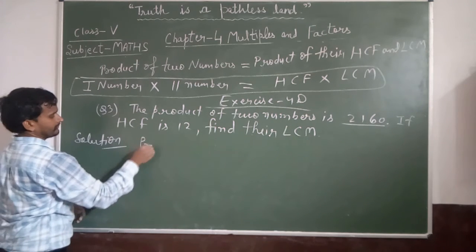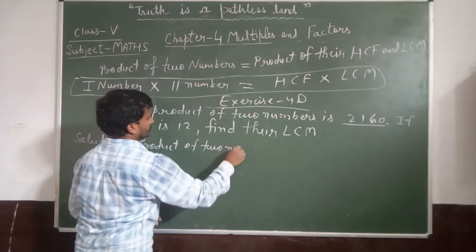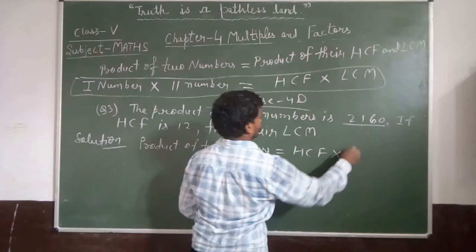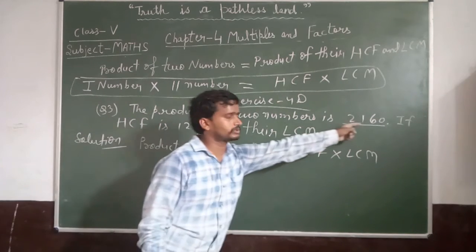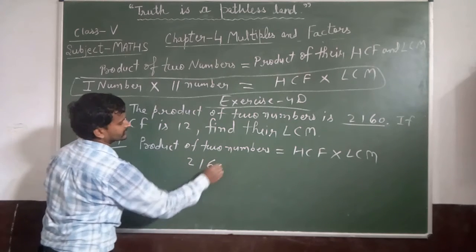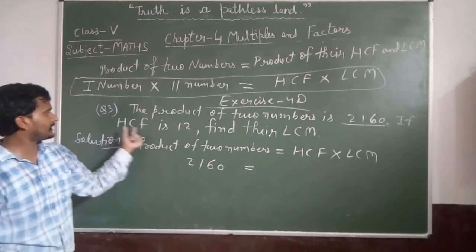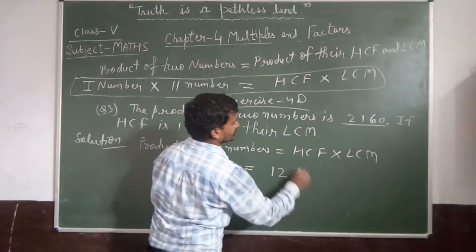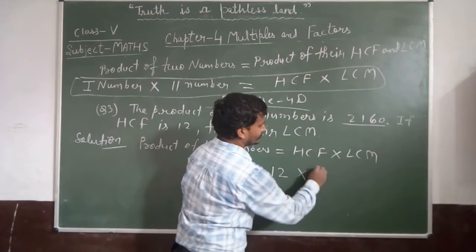Product of two numbers equals to HCF multiplied by LCM. Product is given. Value of product is 2160. So we will put 2160 here equals to HCF. HCF is 12. So in place of HCF we can write 12 multiplied by LCM, and we have to find LCM, so note down it as it is.